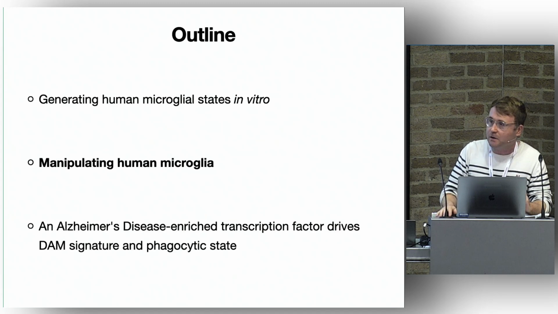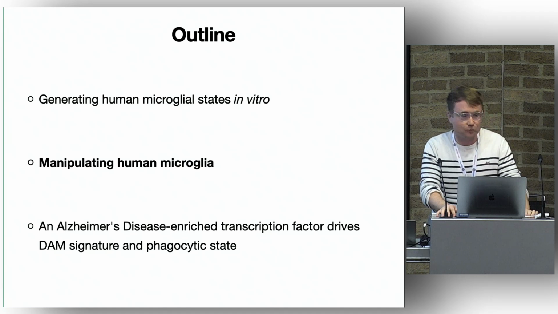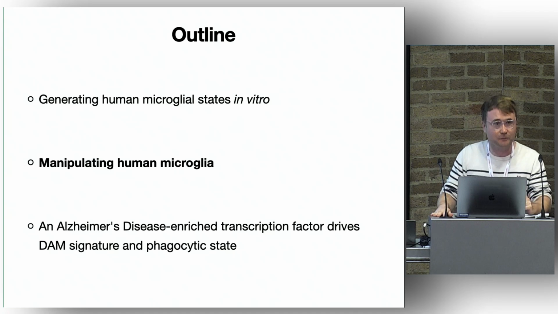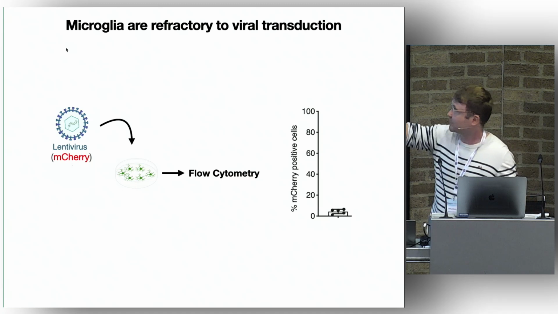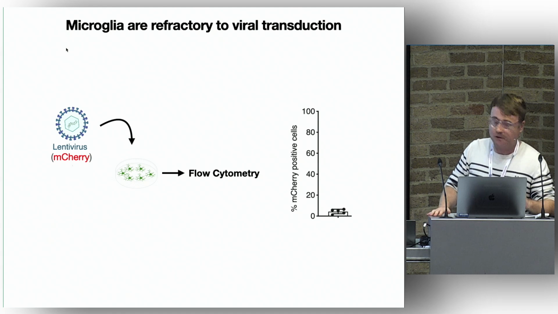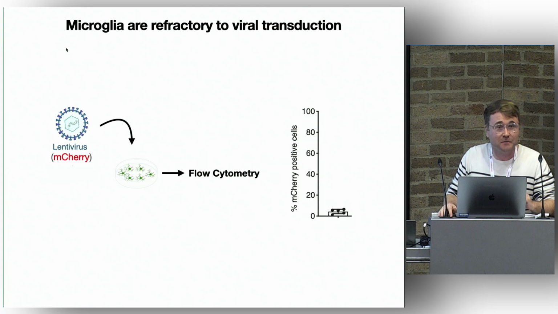So with a way of generating these human brain-like microglial states, we next focused on making these cells tractable. So microglia, as we probably all know, are notoriously difficult to genetically access using transfection or viral transduction. And as an example of this, when we delivered lentivirus to IMGLs and performed flow cytometry to detect positive cells, we got an incredibly disappointing result of only 4%, which, as you can all imagine, makes most experiments completely unfeasible.